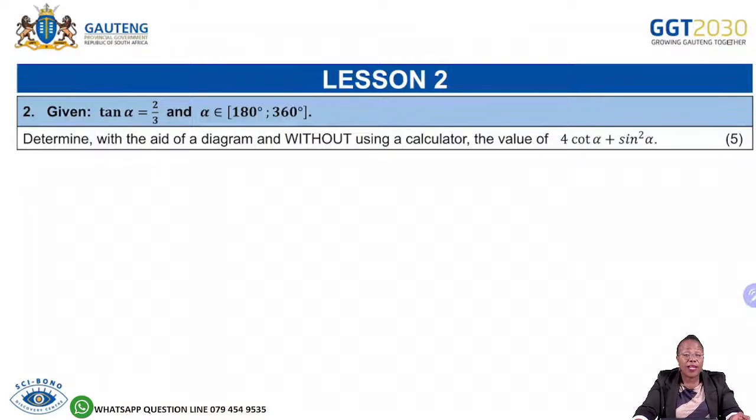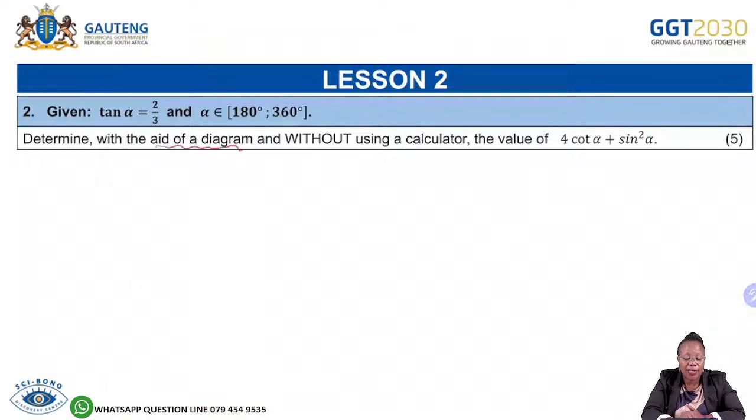And then now the next lesson, we are looking at where you are using a diagram to solve your problems. We call this using sketches or using a diagram or by the aid of a diagram. And then now we are given that tan alpha is equal to 2/3, and alpha is an element, or it lies between 180 degrees and 360 degrees. And then they say determine with the aid of a diagram.